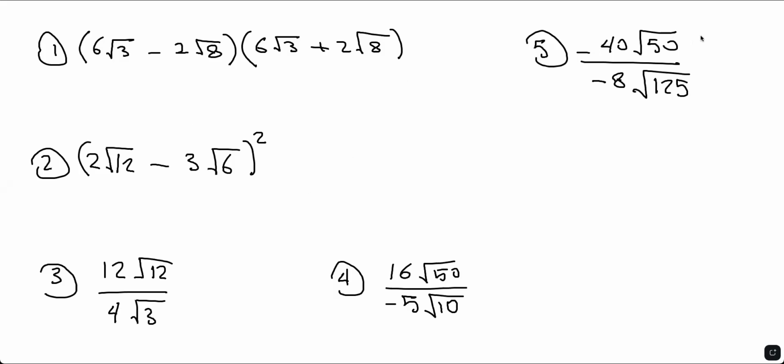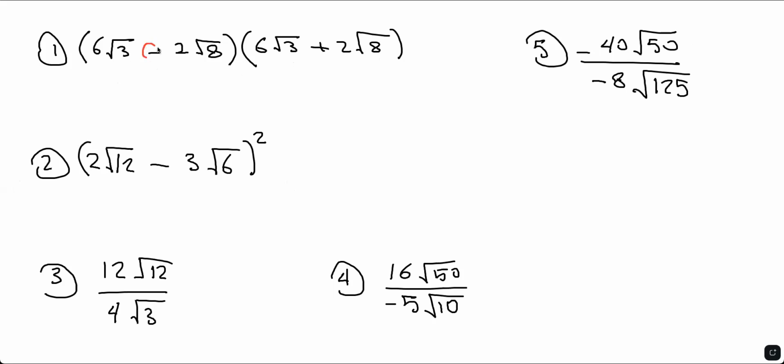So here are two questions from the last group tutorial that we had. Number one and number two are just a review from last time. Now you have 6 root 3 minus 2 root 8 and 6 root 3 plus 2 root 8. Honestly, you don't have to FOIL this.